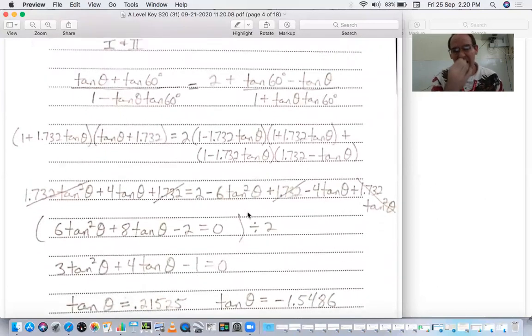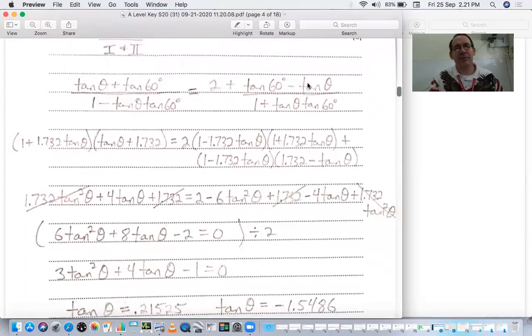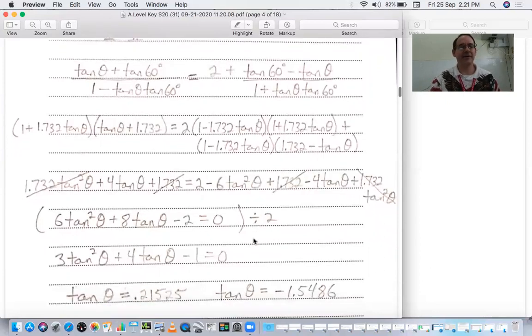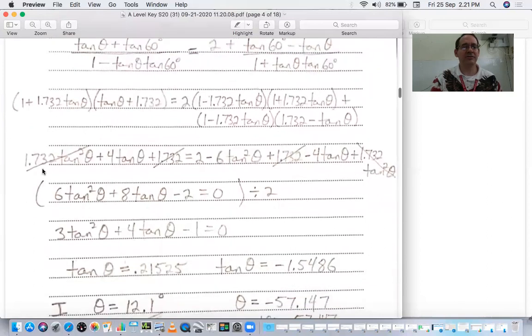Then how you approach this, I suppose there's a couple of different ways. I went ahead and calculated the tan 60 since it's a numeric value, got 1.732. Also at the same time, I multiplied both sides by the common denominator. So this one needs a 1 plus tan theta tan 60, and the 2 needs both of them, and this side only needs the 1 minus tan theta tan 60. So that's this long line here, and then multiply it all out to get this quadratic.